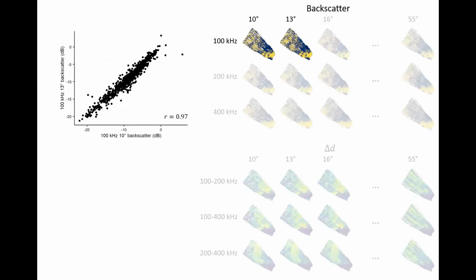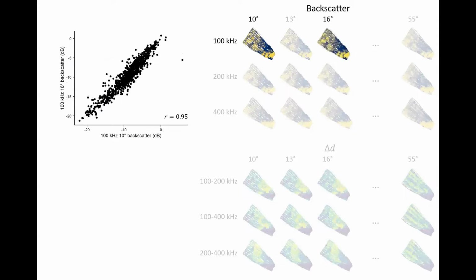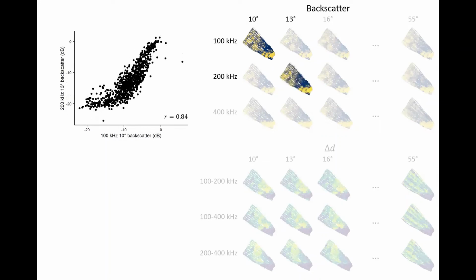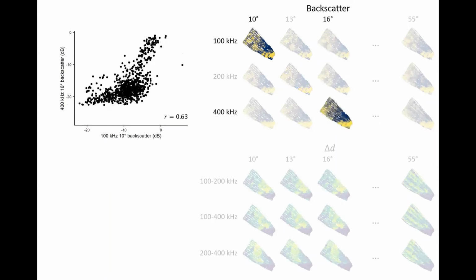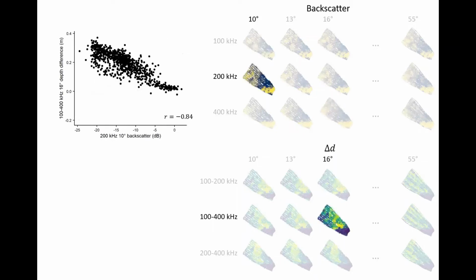So, for example, if we look at neighboring angles of the same frequency and we plot the values that we see at the co-located areas, they're highly related, very correlated, and we can see that those relationships get a bit weaker as we change angle and frequency, and they become nonlinear if we go to more disparate angles or more disparate frequencies.